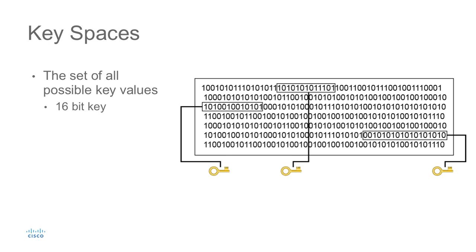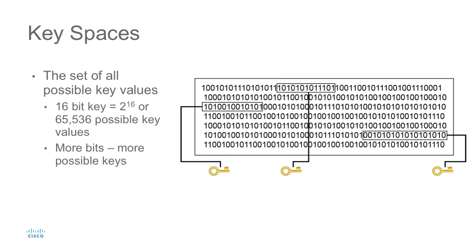So for example, let's say that we're using a 16-bit key. Well, in that case, what we need to look at is that it's going to be 2 to the 16th, or we could say that there are 65,536 possible key values that can come from a 16-bit key. And as we add more bits to the key size, we add more possible keys that could be generated. So if we just add a single bit, then essentially we double the key space size.